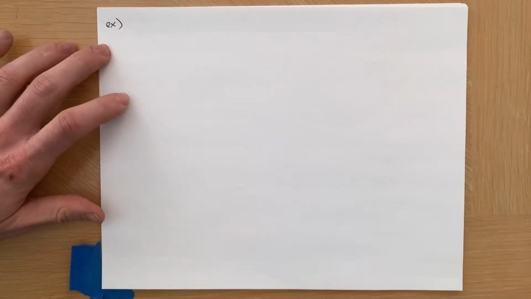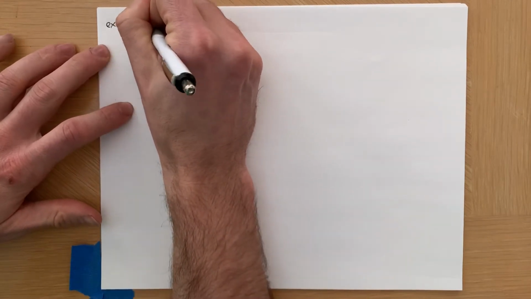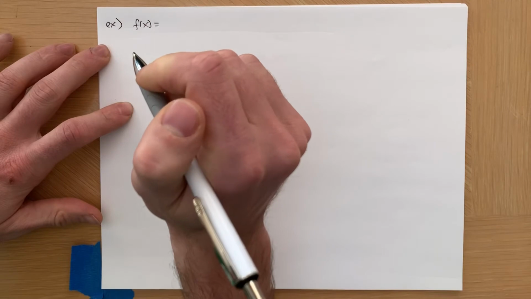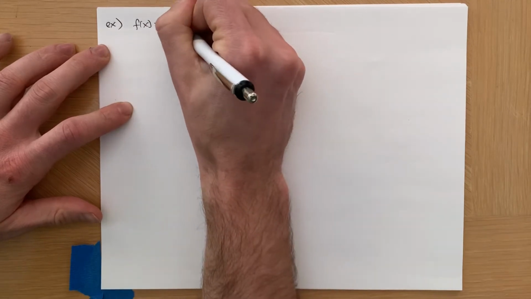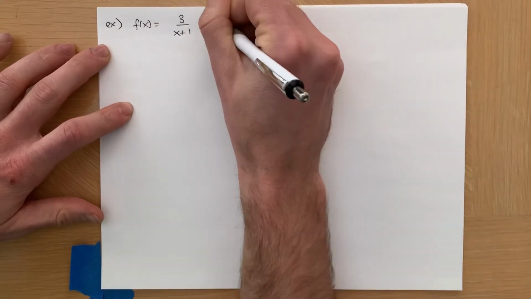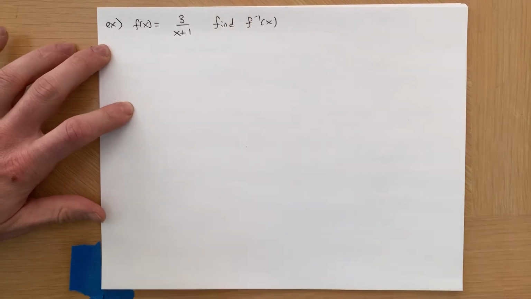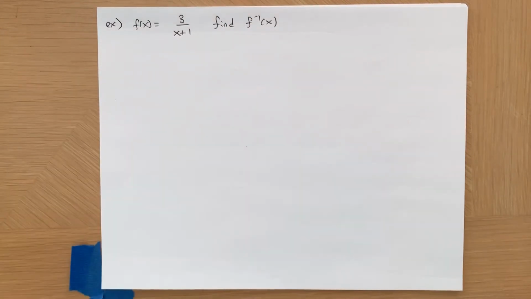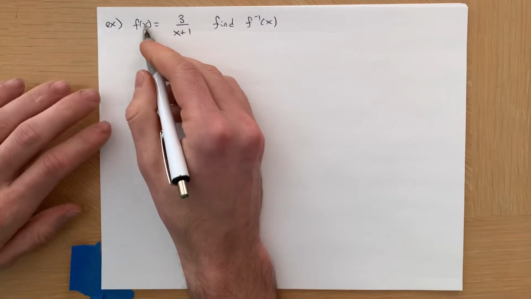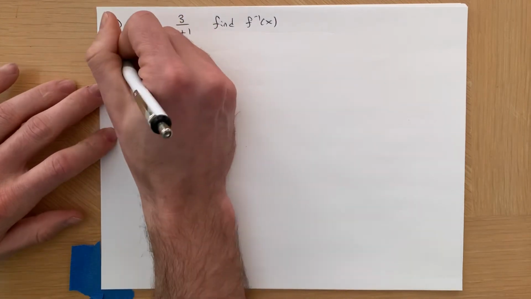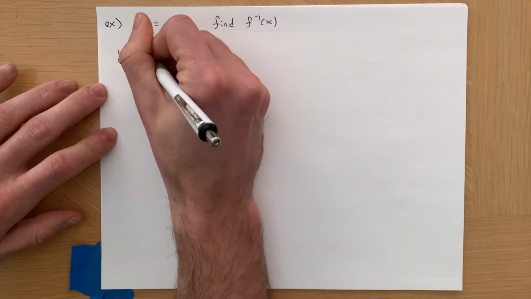So the next one we want to do is, let's say we have f of x is equal to 3 over x plus 1. And again, let's find f inverse of x. So we're going to do the same steps. The first step was, if you see an f of x, you plug in a y. So here's f of x. We're going to rewrite f of x with y. So y is equal to 3 over x plus 1.